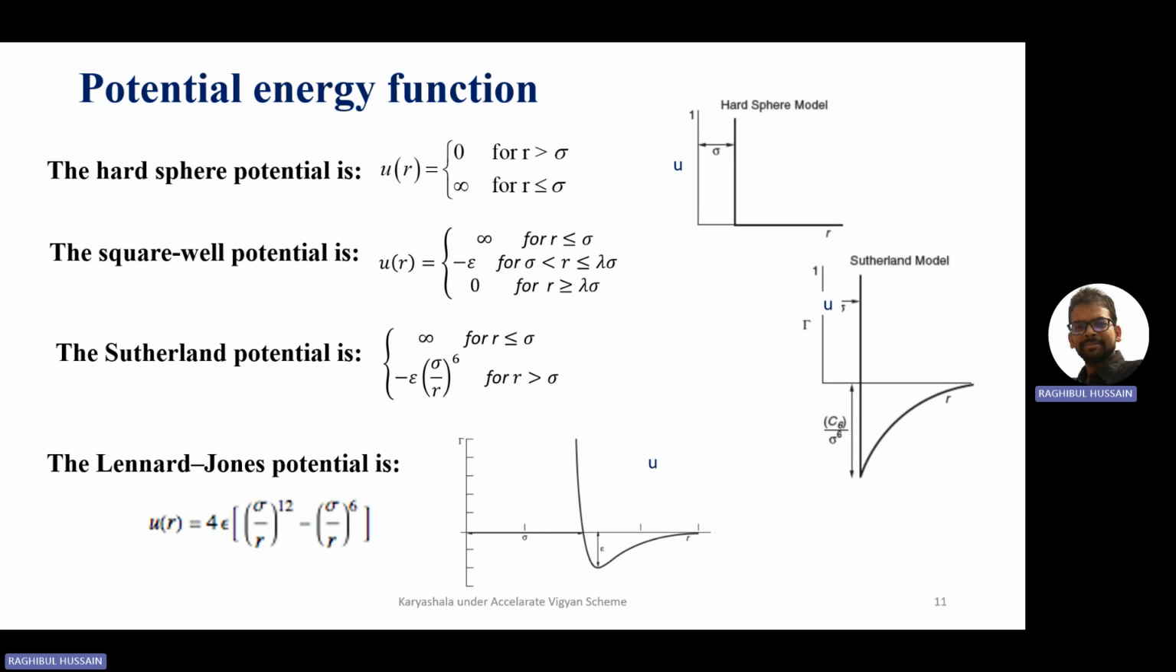So the next approximation is the Sutherland potential, where the attractive part changes with respect to r raised to the power 6. That means the repulsive part remains the same, but the attractive part smoothly truncates towards the x-axis. Now the most practical one is the Lennard-Jones. Now you can see, I'll just explain this.